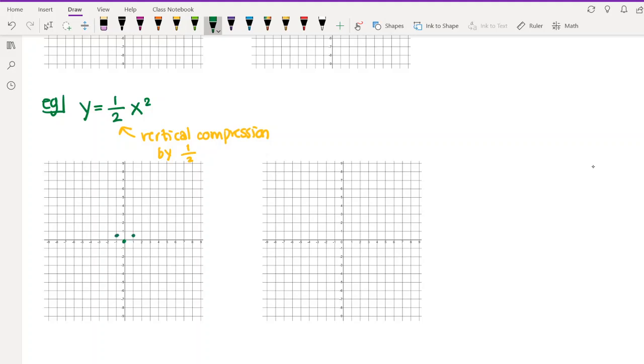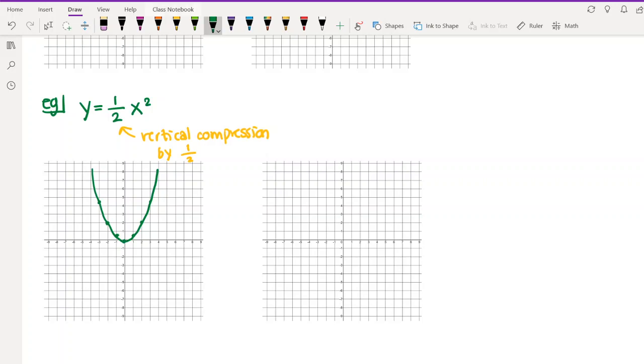multiplied by 1/2. So the points that used to be at a height of 1 will now be at a height of 1/2. The points that used to be at a height of 4 will now be at a height of 2. The points that used to be at a height of 9 will now be at a height of 9/2, which is 4.5. And so we'll get a graph that looks something like this.